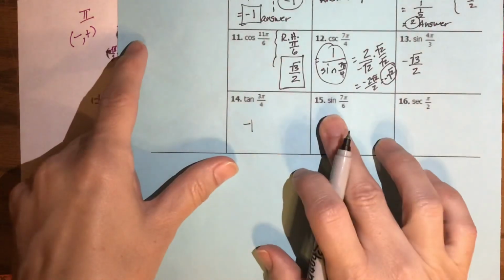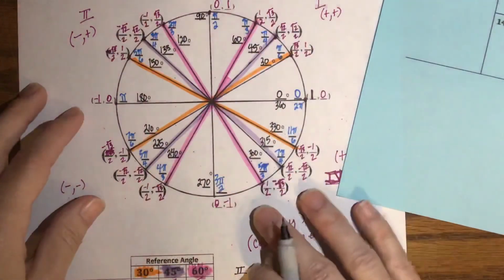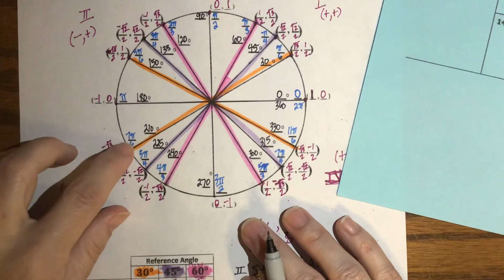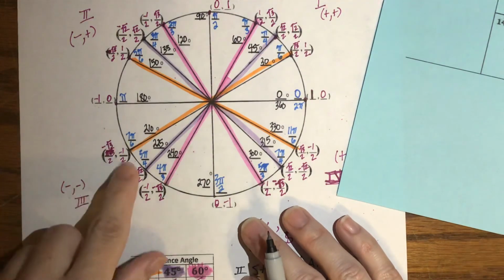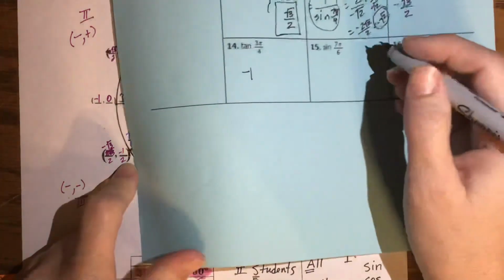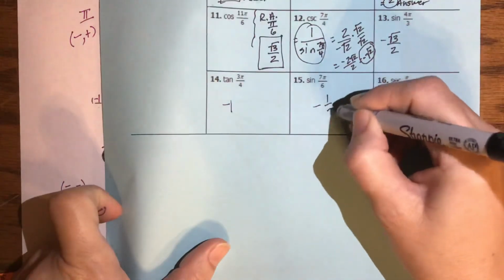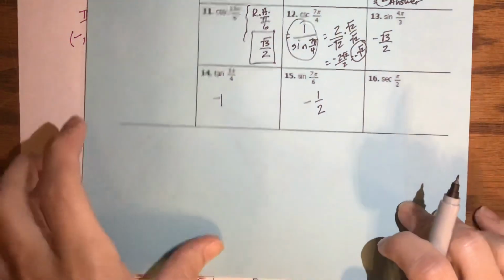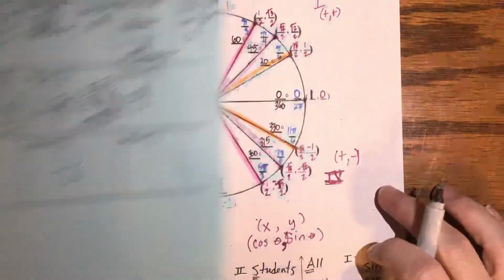All right, sine of 7 pi over 6. So 7 pi over 6 is here. Sine goes with your y, so negative 1/2. And then secant of pi over 2.